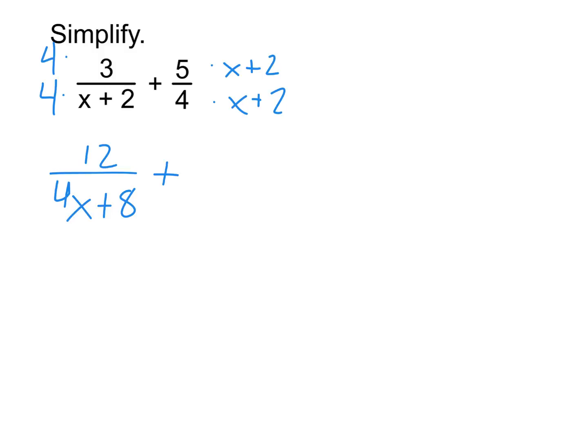Plus stays a plus. Then on the second fraction, I got to do the 5 times x plus 2. And again, I'm multiplying the 5 by both of them, distributing to everything. So that's going to give me 5x plus 10. And then on the bottom, I distribute the 4 to everything. So that's going to give me 4x plus 8.